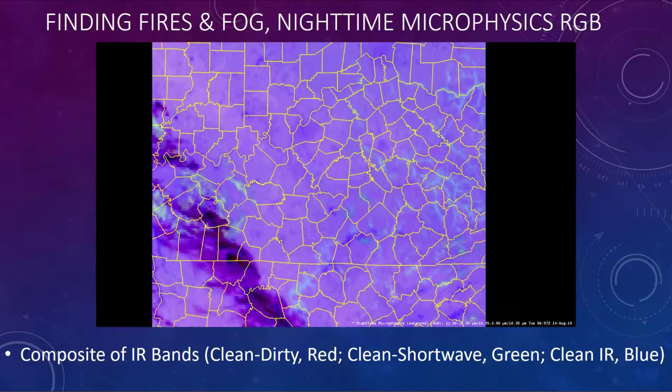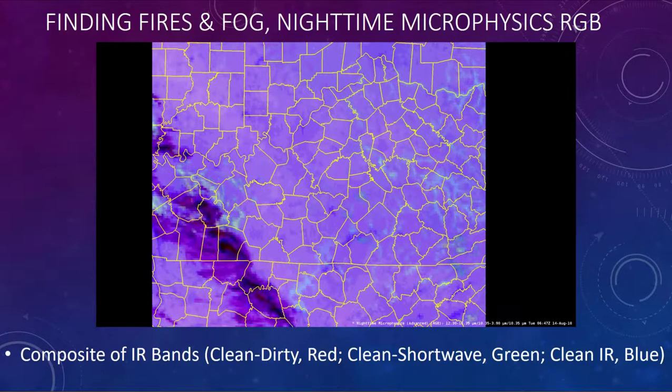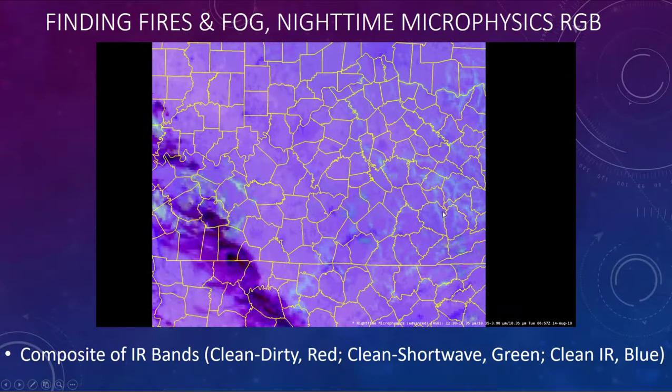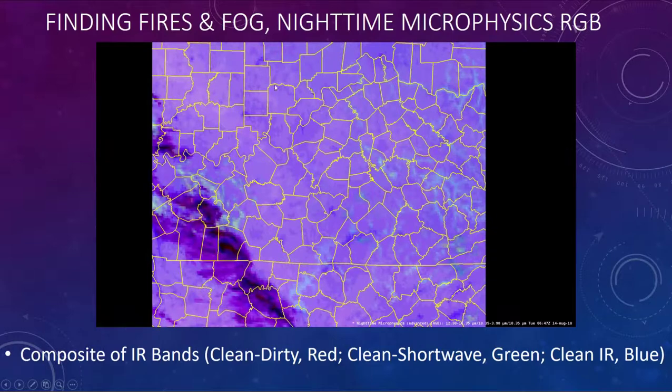Another RGB here is the nighttime Microphysics RGB, and this is the one that I got started on using a lot because I really like being able to see the fog in a lot of the river valleys over Jackson's area. You got the Ohio River coming up here, the Kentucky River, and you see the fog forming on given nights. So I usually leave this one up whenever I have a night shift and I'm working, and just keep it up in the background.